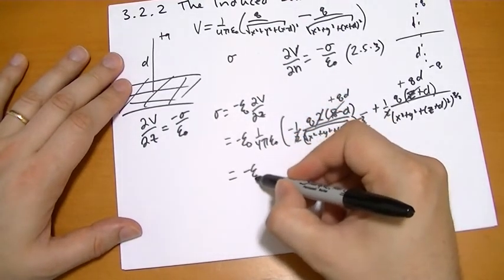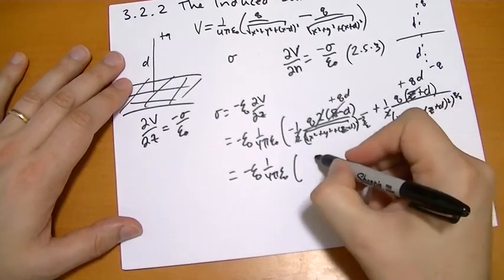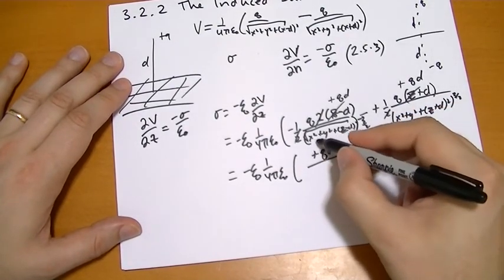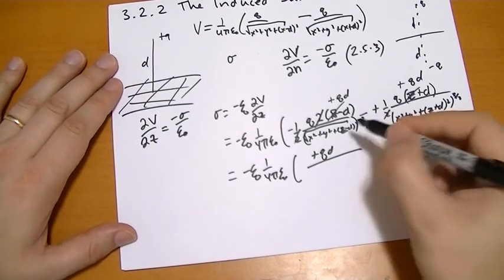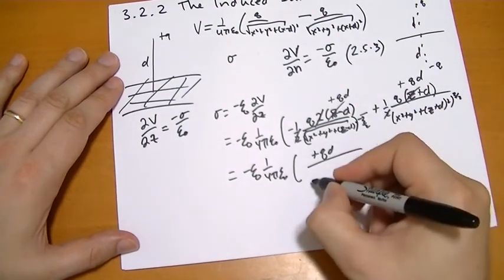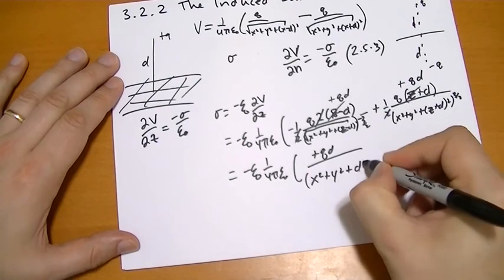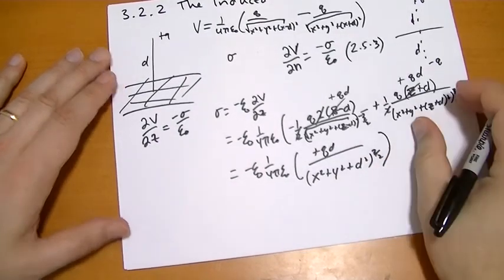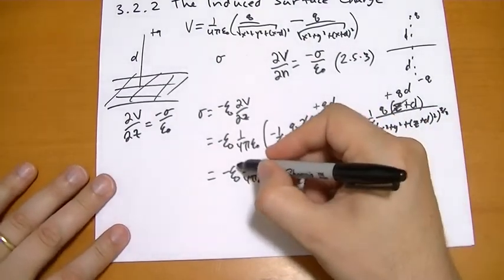So we get minus epsilon naught times 1 over 4 pi epsilon naught, so we have plus qd over x squared plus y squared plus, well, 0 minus d squared, which is just d squared, and x squared plus y squared plus 0 plus d squared, which is also just d squared. So we get x squared plus y squared plus d squared to the 3/2, which I think is in agreement. Let's cancel out some terms.